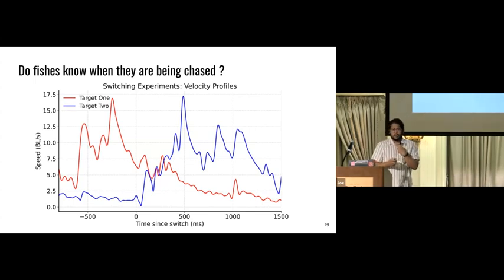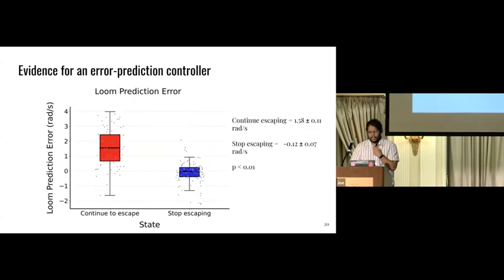So these fishes are somehow very quickly able to tell that they're not getting chased, and the new fish is also able to tell that it is getting chased in some way. So we decided to look for data around this switch, just before the switch and just after the switch, and we decided to calculate these looming prediction errors for them. And if you plot them out, you see something very, very interesting.